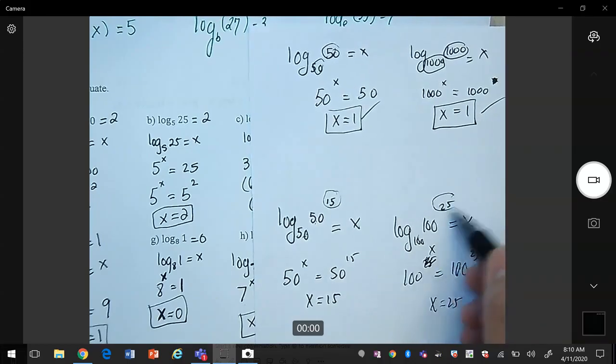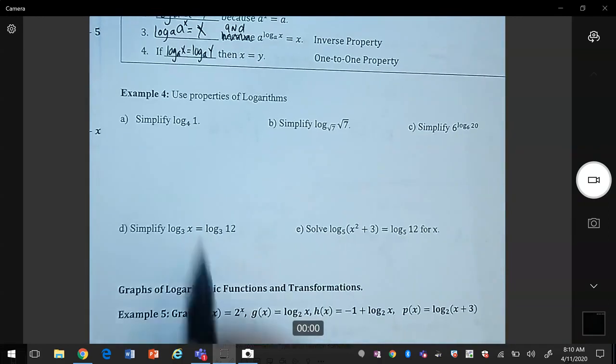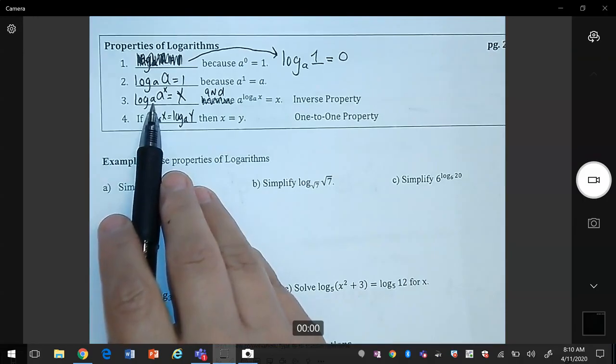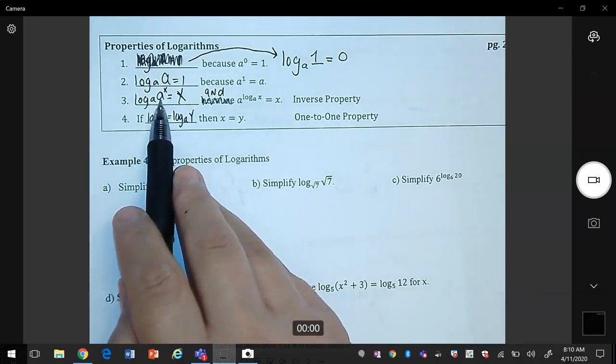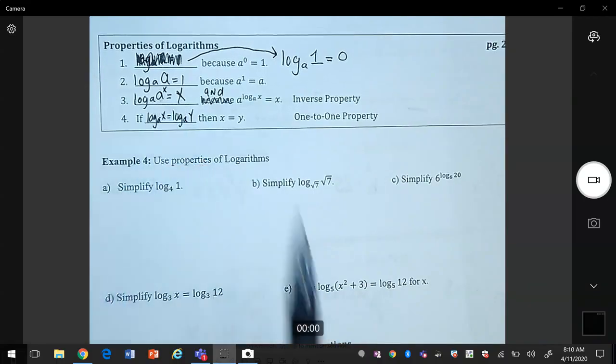So you can see here your answer is an exponent. So that's part of this row here, number 3. If you have the same base, and this is the base of an exponential expression, then your answer is just going to be that exponent x.